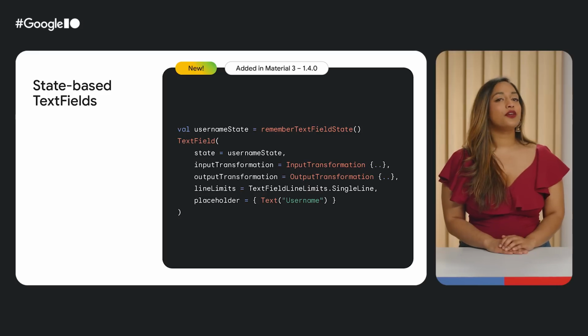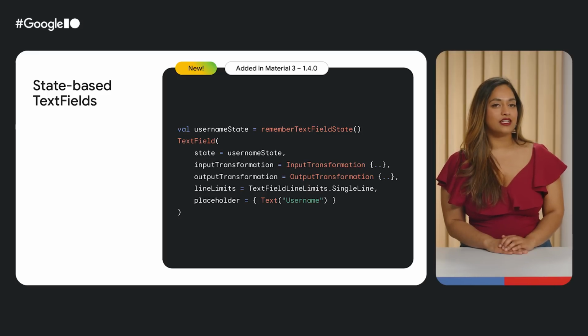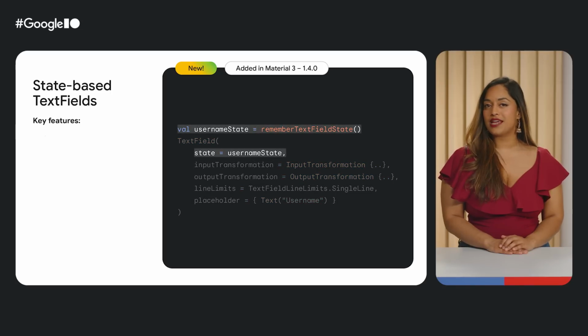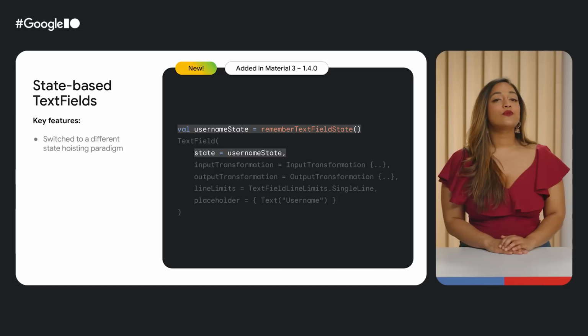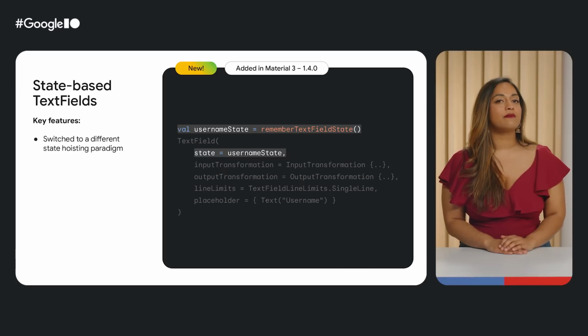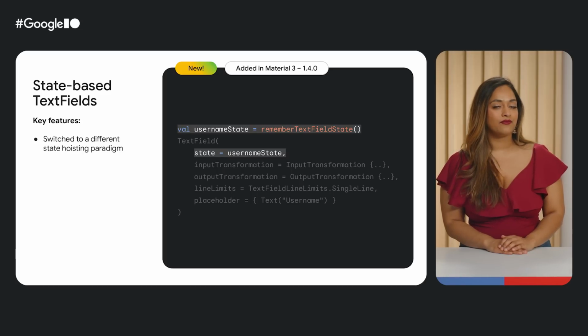Before we get to the app, I want to introduce the new state-based text field. This is our new best practice for text field usage, and you'll see it used in so many ways throughout this talk. Here are some of the features of the new text fields. We've switched to a different state hoisting paradigm. By replacing value and callback hoisting, the text field state provides a more complete and reliable approach to managing the state of a text field.